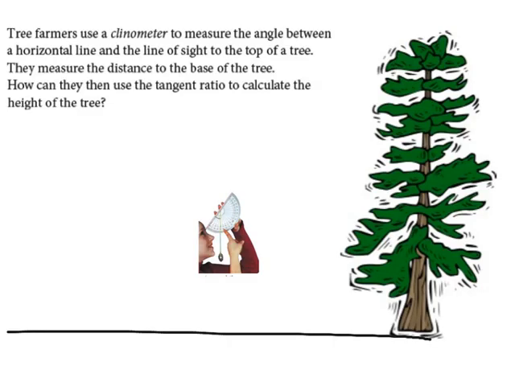Tree farmers use a clinometer to measure the angle between the horizontal line and the line of sight to the top of the tree. They measure the distance to the base of the tree. How can they use the tangent ratio to calculate the height of the tree?